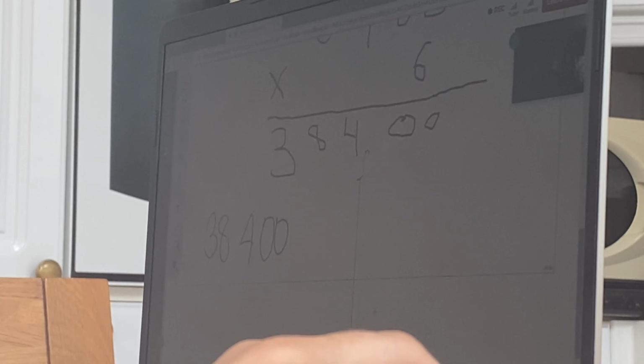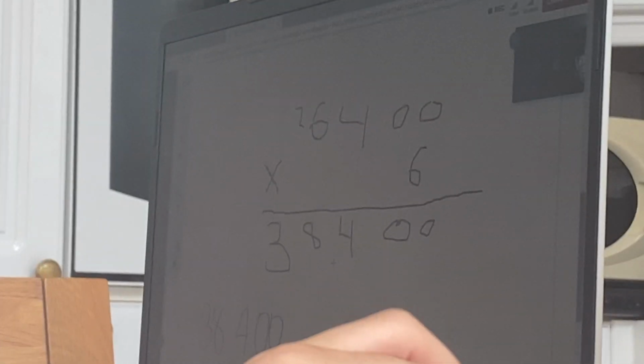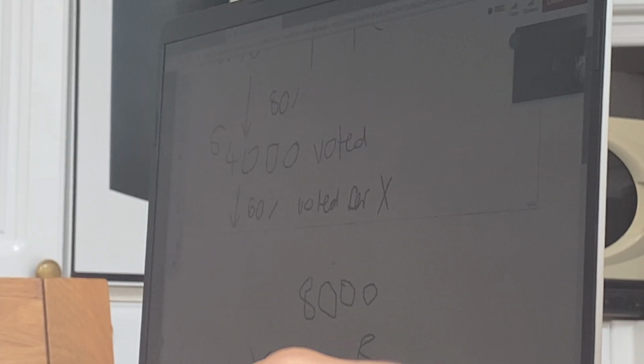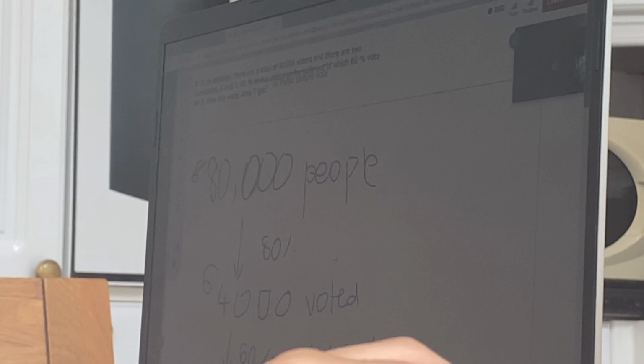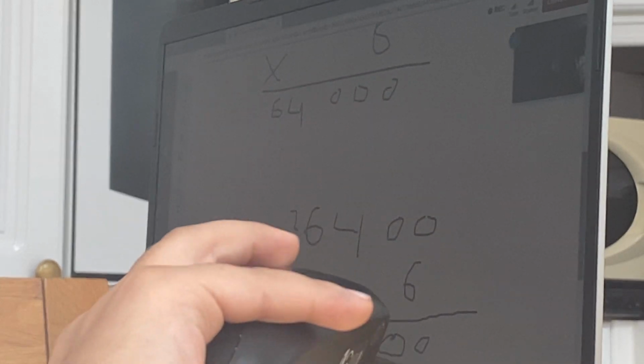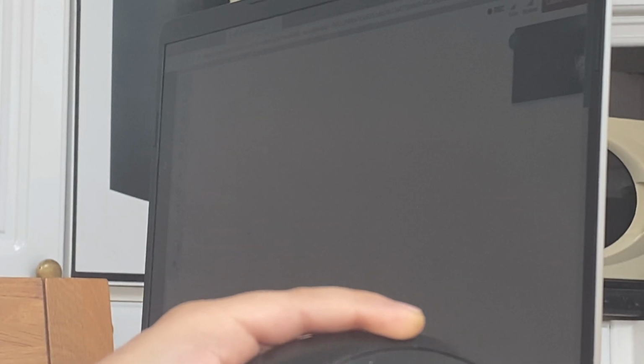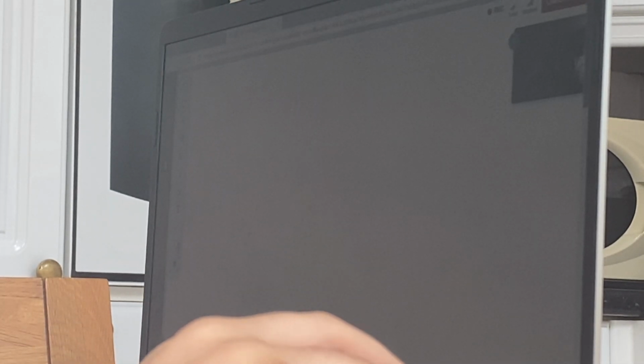So we had to repeat those steps twice. Because the first step we had to take the 80%, and then the second step we had to take 60%. Yes. Perfect. Okay, let's try one more. Let's try the next.